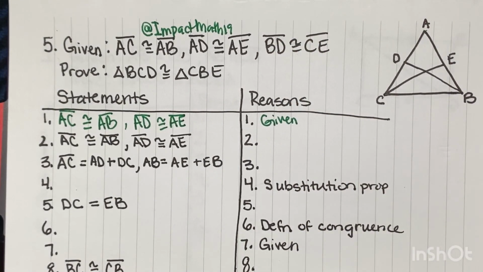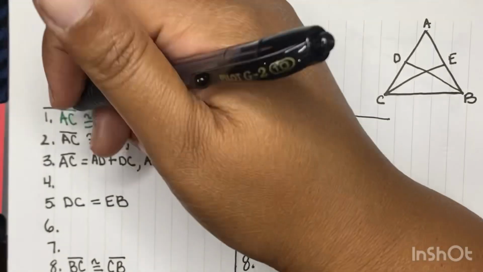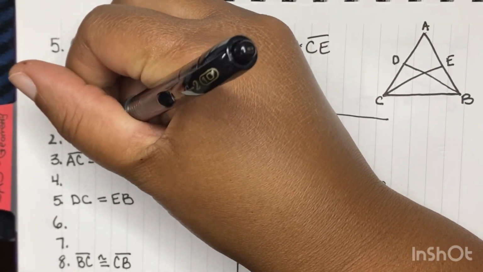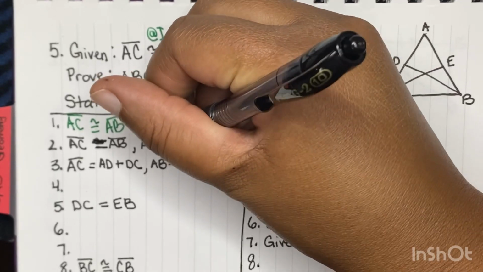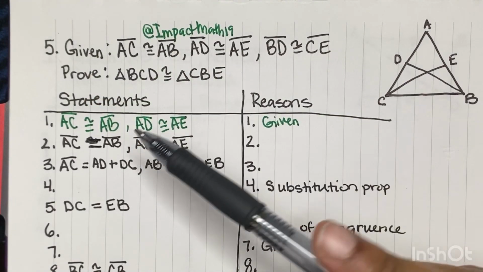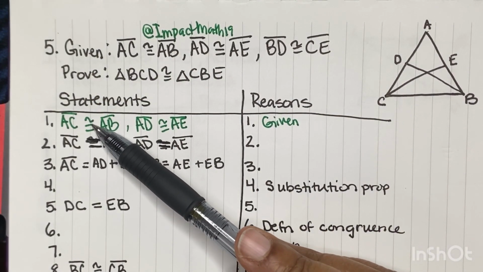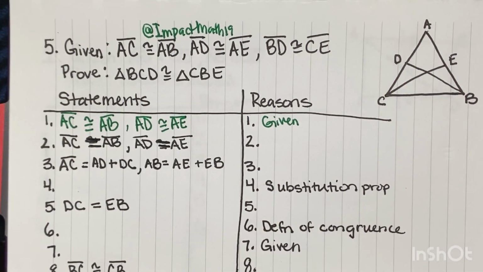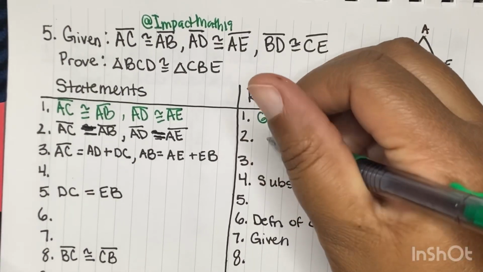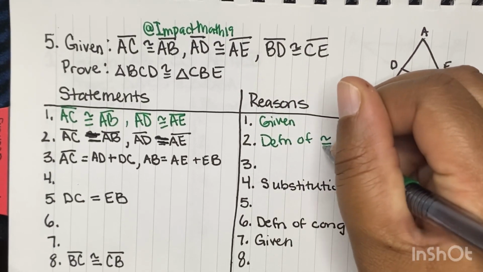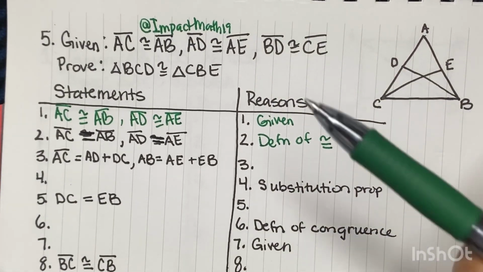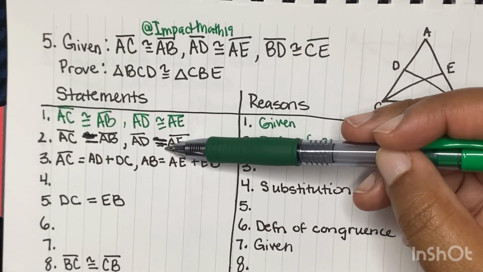Now, this should have been just an equal sign right here, okay? And how I know that is because whenever you go from congruent to equal, you're going to say definition of congruence. So you start with congruent, you got to go to equal.